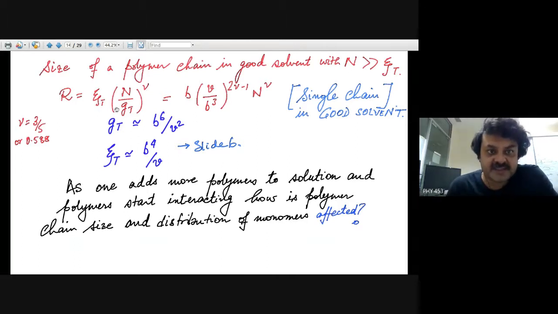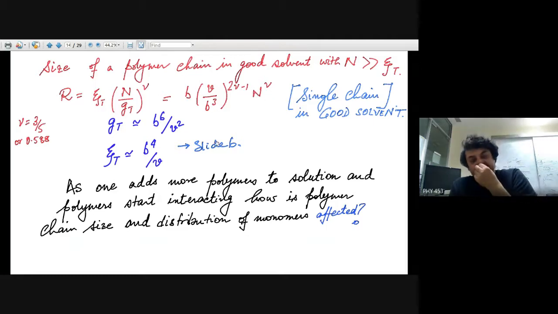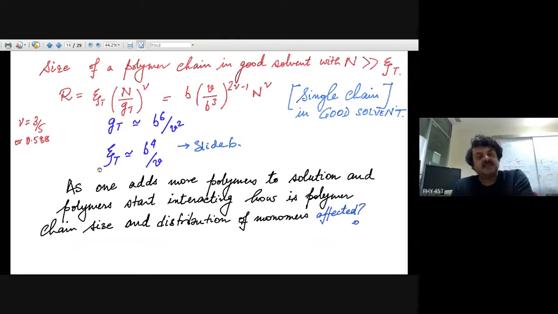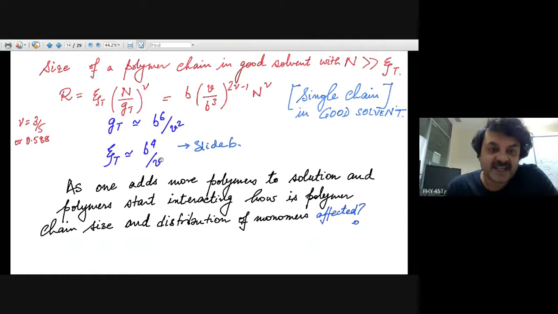And when you replace xi_T and g_T, you get b times v by b cubed, to the power 2 nu minus 1, and to the power nu. Just to remind you also that g_T can be written in terms of more microscopic quantities, and the thermal blob length scale can be written as b to the power 4 by v. You can revise this in slide 6 and in the previous lecture.